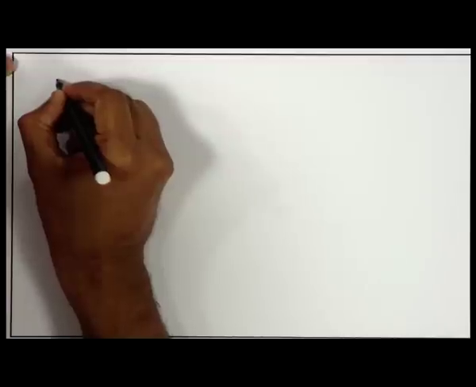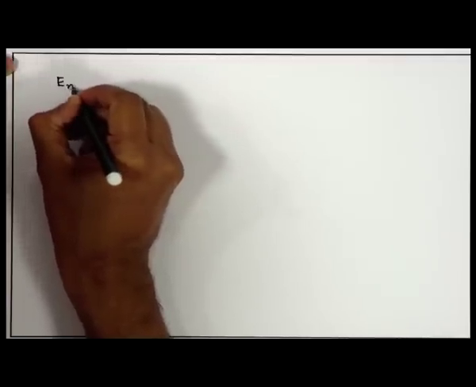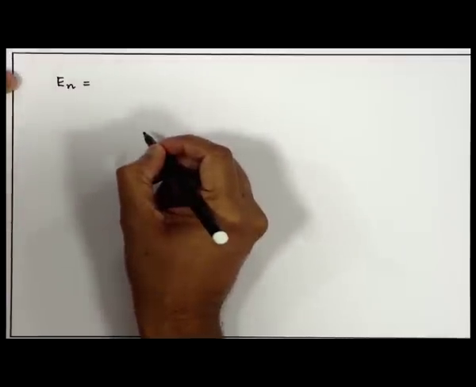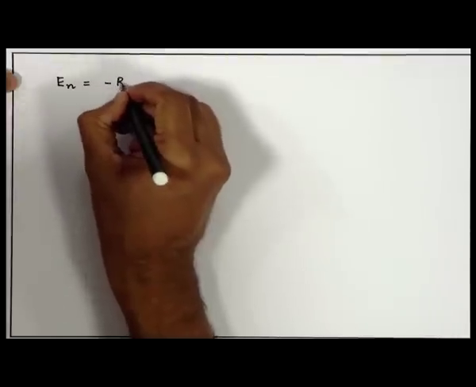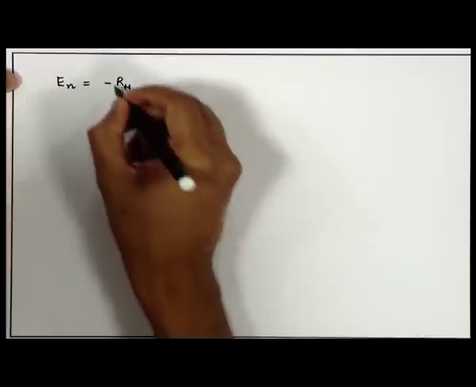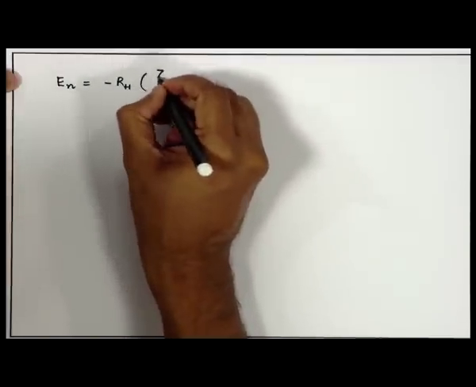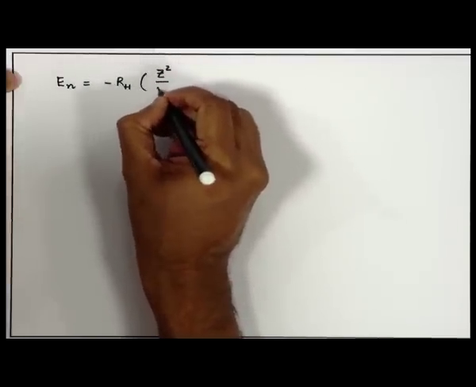So, we saw that the energy of the nth stationary state is given as R H, which is the Rydberg's constant, multiplied by z square divided by n square.